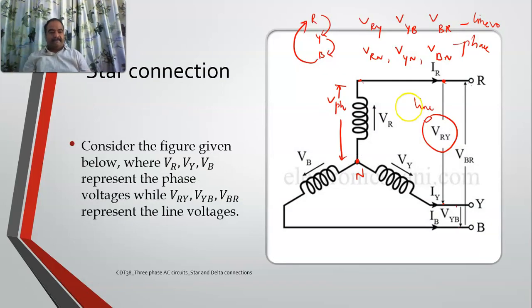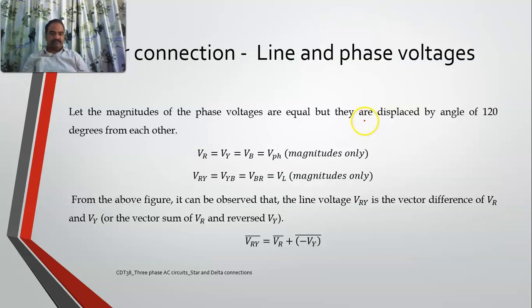Now, if you carefully see, my line voltage VRY is not equal to VRN. So now I'll consider this mesh. I'll show you. See, this is the phase voltage. This is the line voltage, right? Only magnitudes. The angles will be separated by 120 degrees. Try to remember that one.